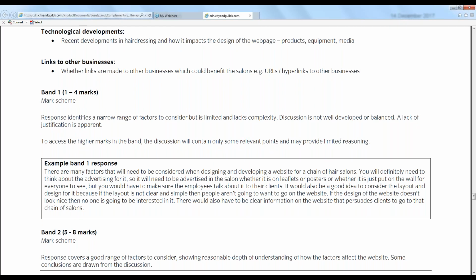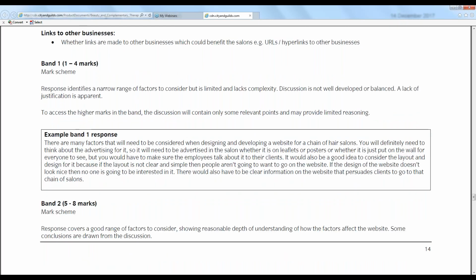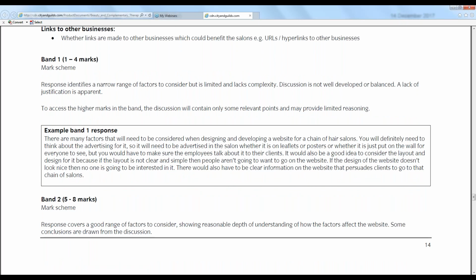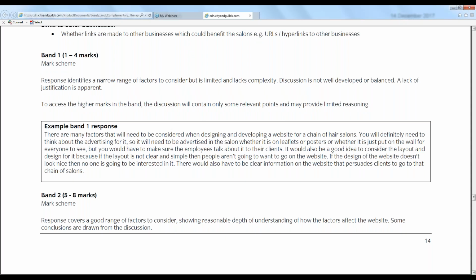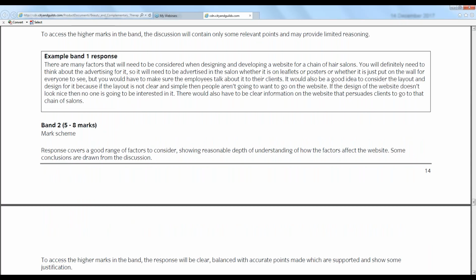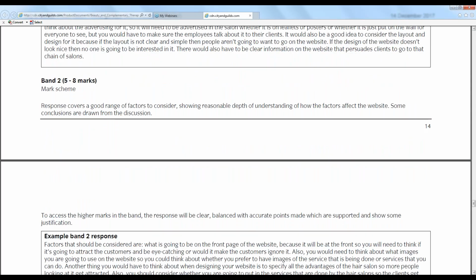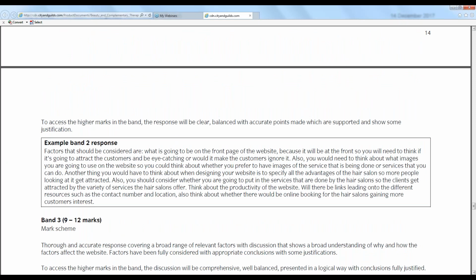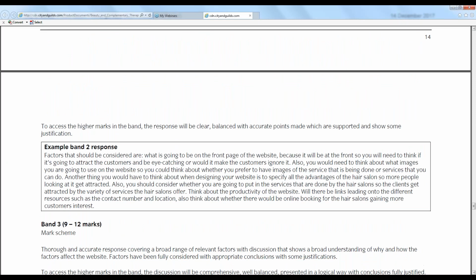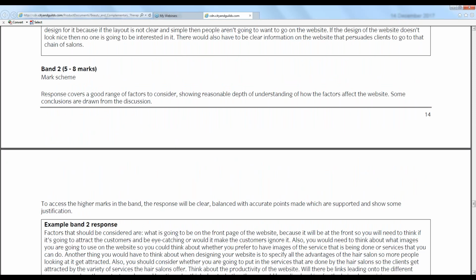Then we've given you an example of a middle of the road learner that has gone into a little bit more depth and breadth of knowledge. Their response covers a good range of the factors, but hasn't gone into enough. So this learner would get anything between 5 to 8 marks.